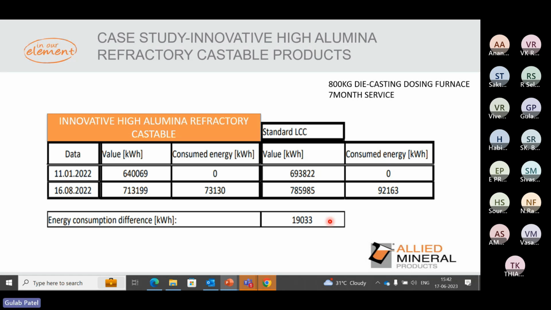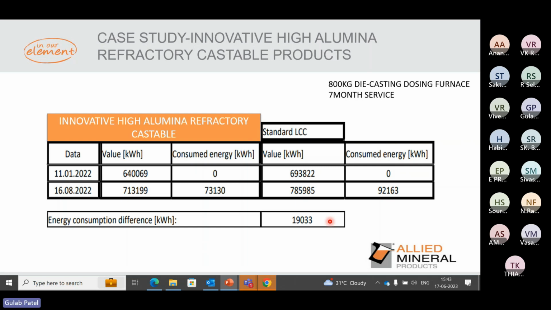And as you know, those furnaces do not run for 6 months or a year, those furnaces run for more than 2 years, 3 years, 5 years, even more than 5 years. So you can imagine, during the whole campaign of the lining system, the whole campaign of the furnace, having the reduced energy consumption of 19,000 in 7 months, how much energy saving there can be during the whole tenure of the lining operation.